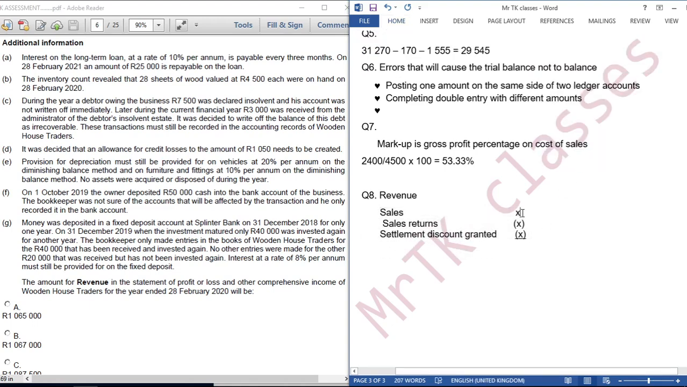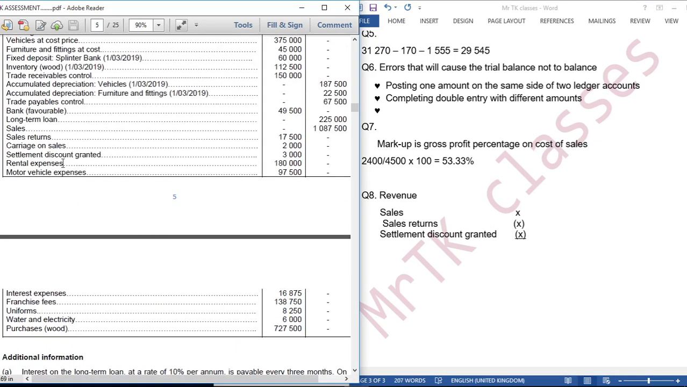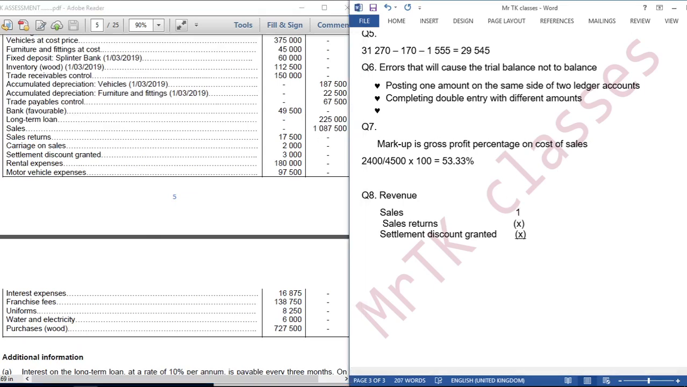So our sales amount now. Let's go back to our question and deal with the amounts. All right. Sales, 1,087,500. Okay. Then now, do we have sales returns? Yes, I can see them. Sales returns 17,500. Okay, do we have settlement discount granted? Yes, 3,000.